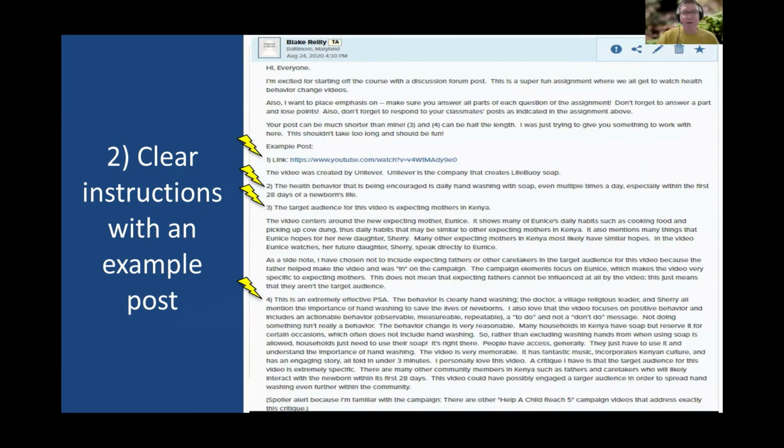And the purpose of doing an example post is really to give the students a cadence or insight into the relative length that we're expecting.